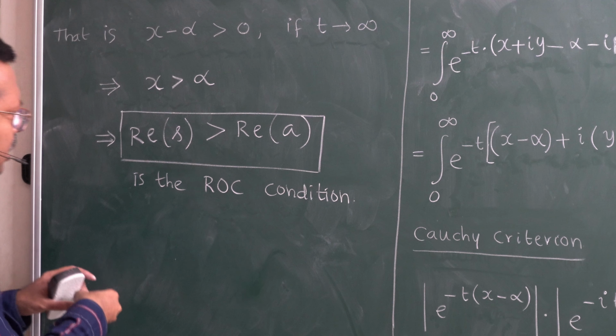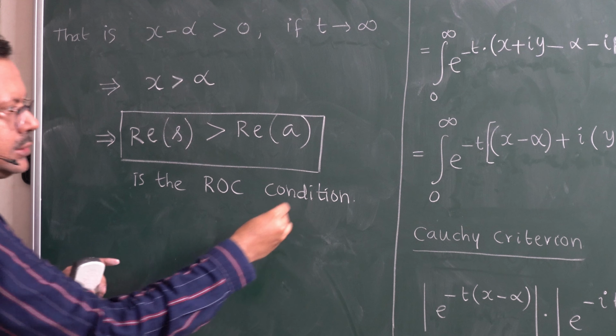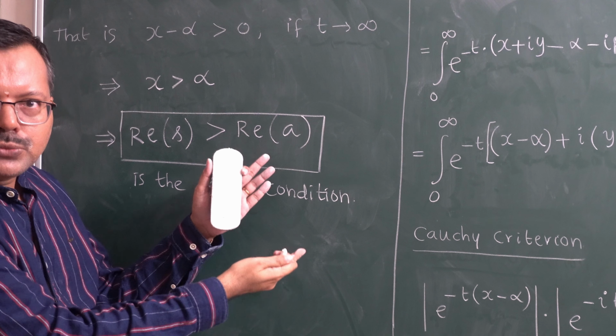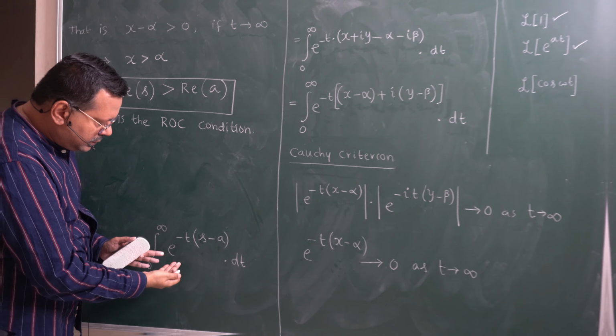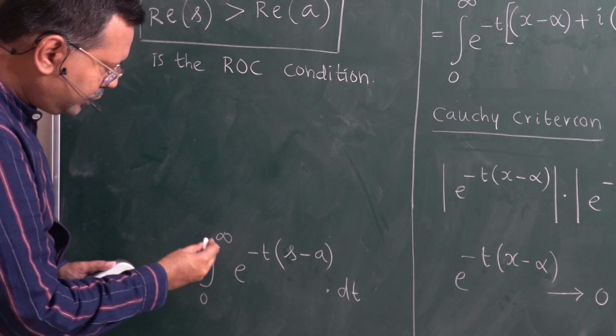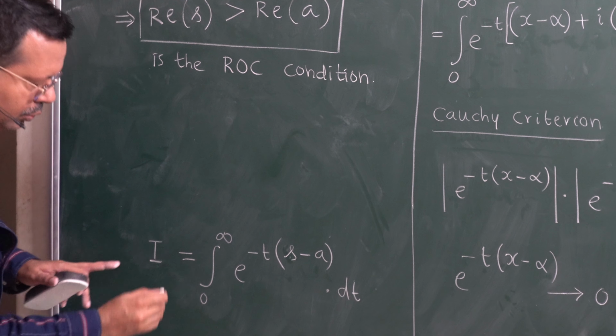Okay, so now that the ROC is discovered, this solves 50% of the problem. The remaining 50% of the problem is actually doing the integration. So this integral, we have not finished doing the integration.